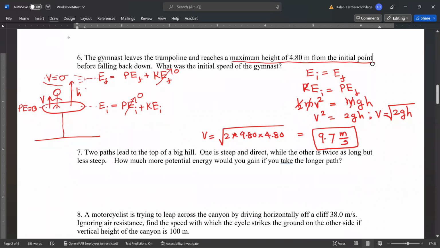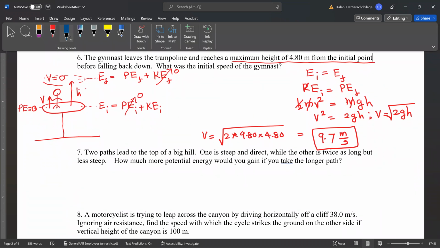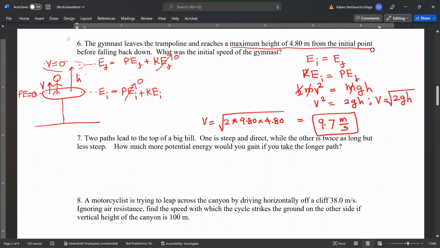Okay, so now let's move into the next question. I have 2 paths that lead to the top of the hill. One is steep and the other one is direct, right? So now what the question is asking: how much more potential energy would you gain if you take the longer path? Okay, so one will be steep, another one will be like this, path number 1 and path number 2.